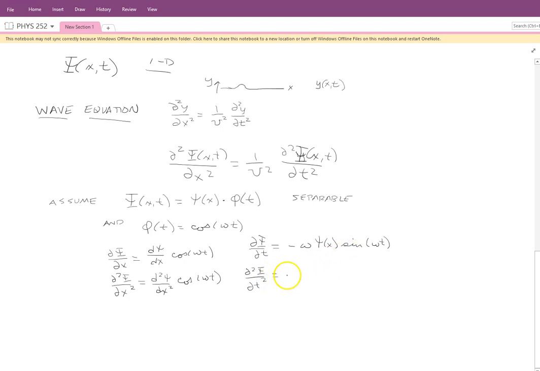So the sine will turn into a cosine. I'll pull out another omega. So I'm going to get a minus omega squared times that little psi function, and that sine is turned back into a cosine. Okay, so now what we're going to do is stick these second derivatives back into this assumed wave equation.